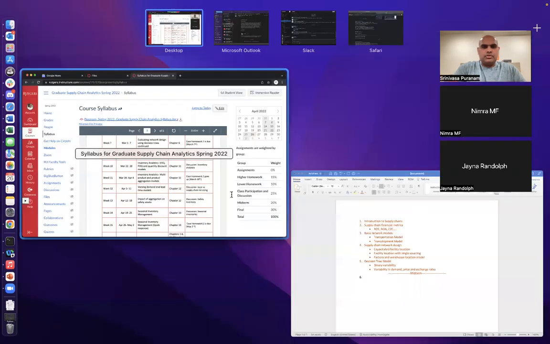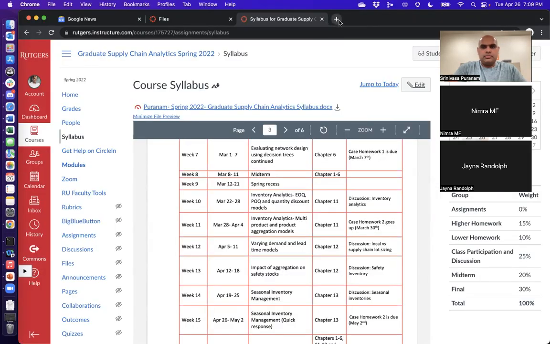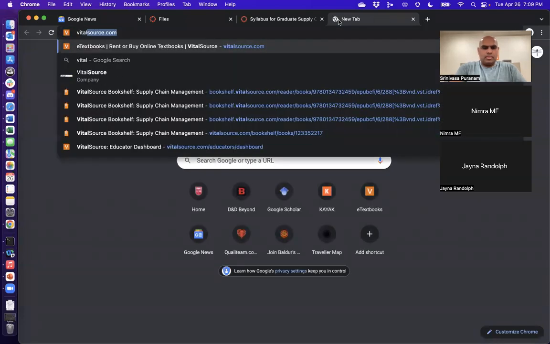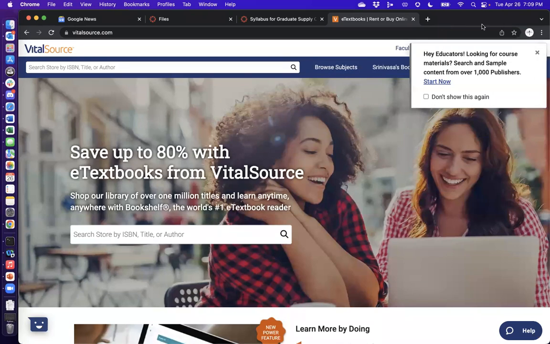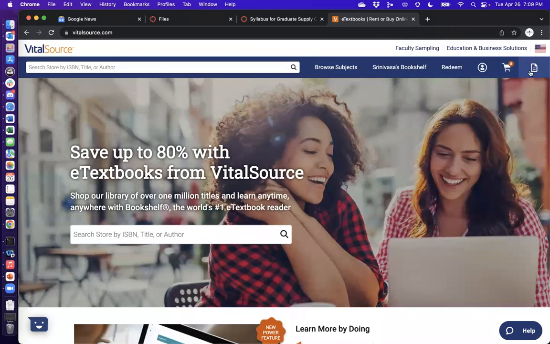Do I have the textbook open? I don't think I have the textbook open. Let me open that up.